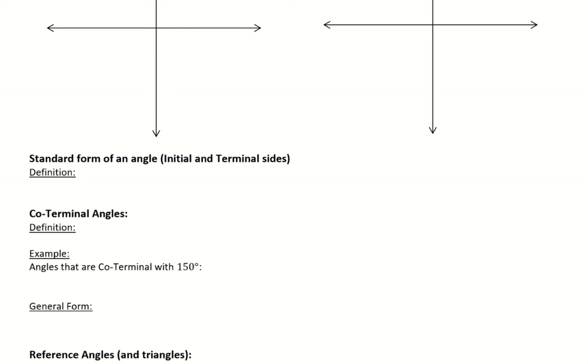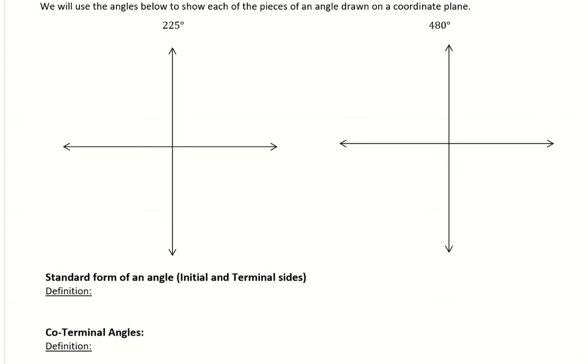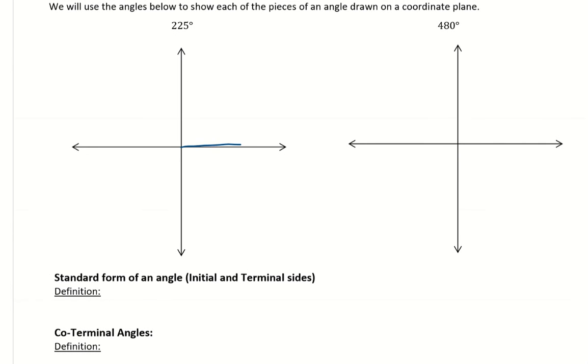The initial side is always going to be this positive x-axis. So when we're talking about angles in this unit, we're always going to know that one of the sides of the angle is right along the x-axis, at y equals 0. This is called the initial side. And then the terminal side is going to be one that goes who knows where.